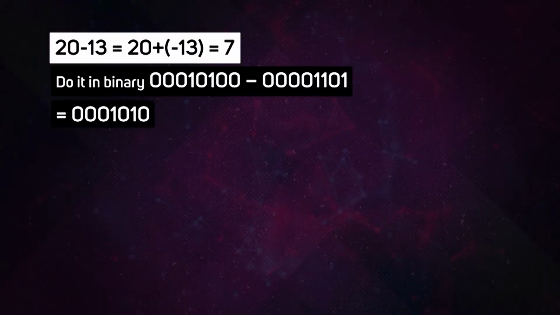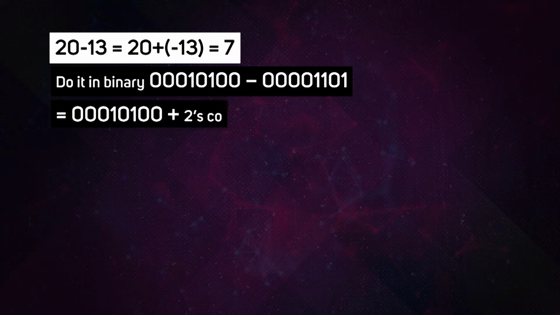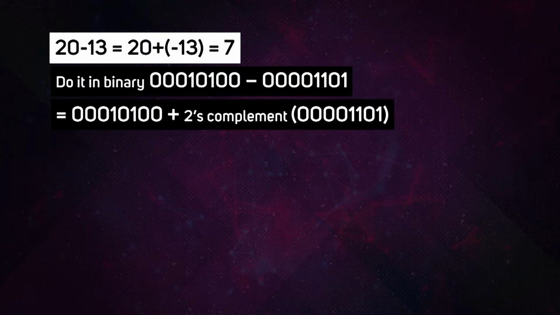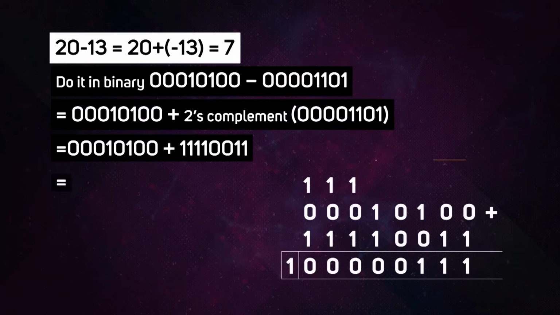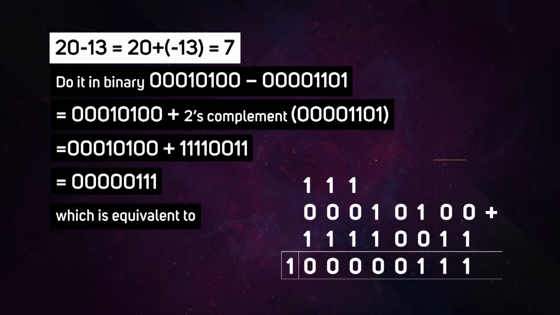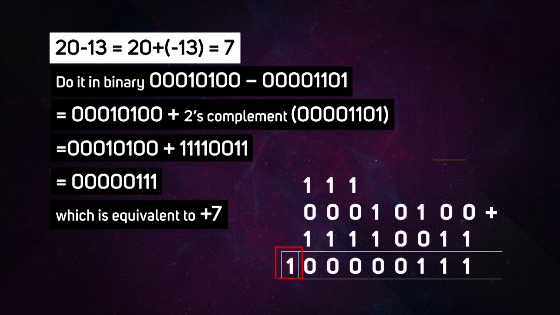So, the expression becomes 00010100 plus 2's complement of 00001101, which is equal to 00010100 plus 11110011, which is equal to 00000111, which is equivalent to plus 7. Note that the carry is discarded.